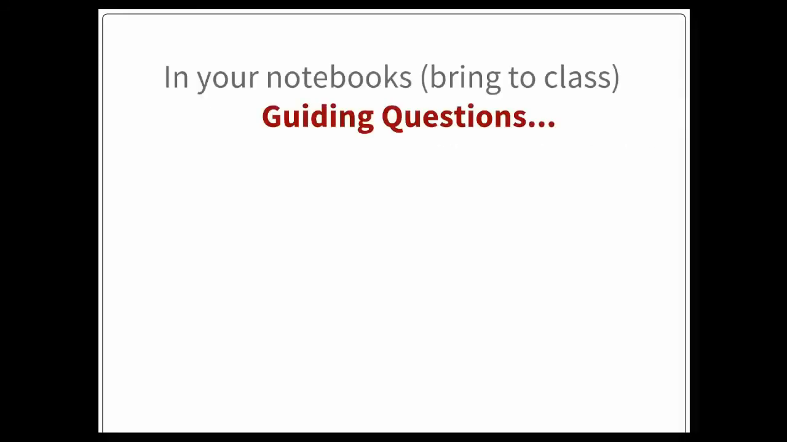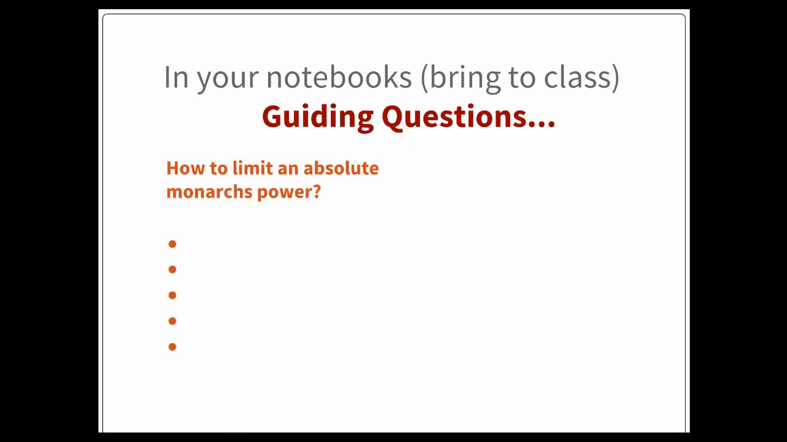Now that we have finished our historical background on how kings and queens were limited and given you some historical examples, refer back to your guiding questions. First, how to limit an absolute monarch's power. So from the video, what are a couple ways that the monarch's power was limited? How were they weakened and not able to just do what they want? Please pause the video and take a minute to jot these down, or if you did this as you were watching, then go on to the next part.